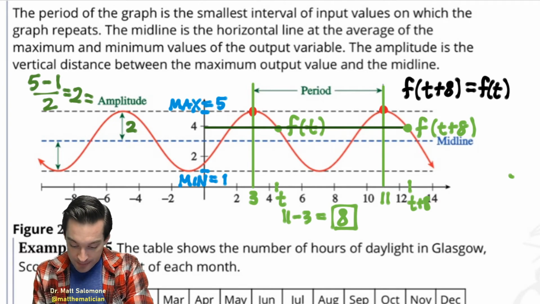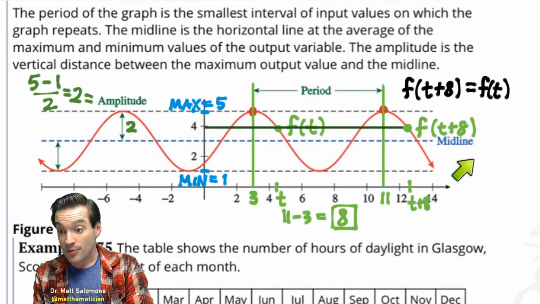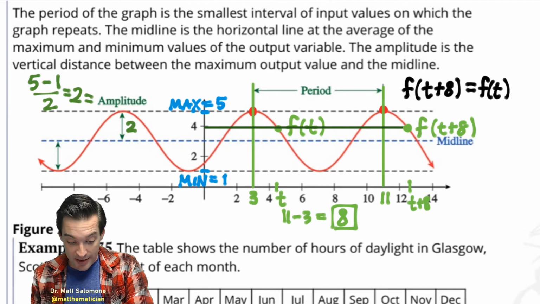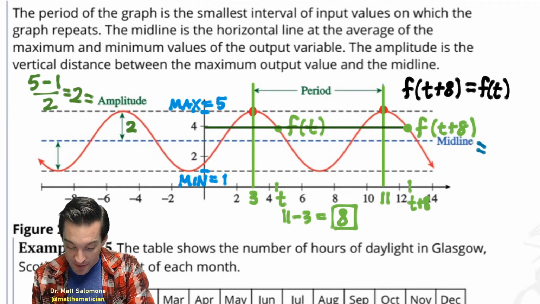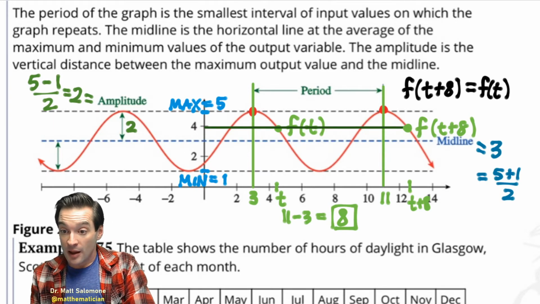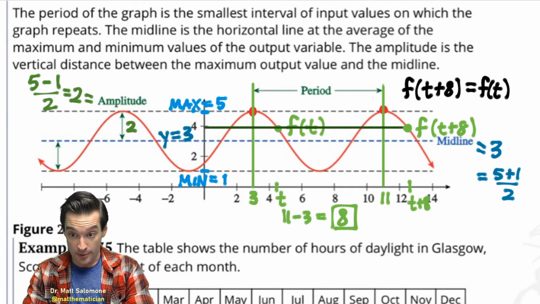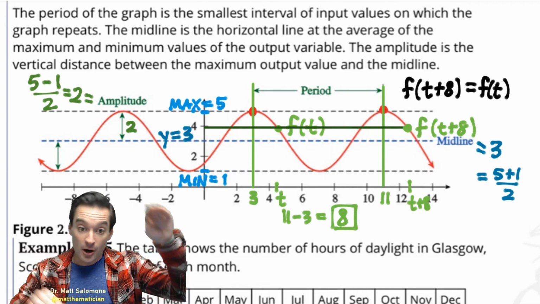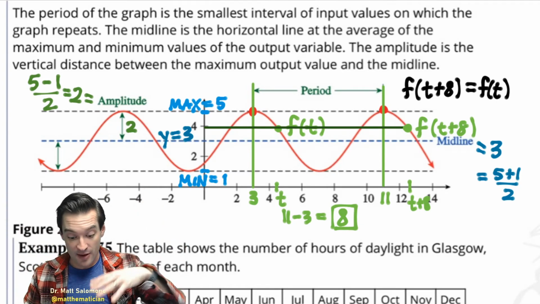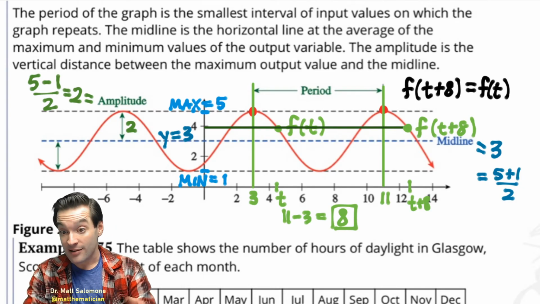And therefore the midline, where the amplitude is half the difference between minimum and maximum, the midline is halfway between the two, and therefore is the same thing as the average. It's half of the sum of the max and the min. 5 plus 1 over 2, that's going to be 3. And so another way to say that is that this midline, this horizontal line, is the graph of the function, or of the equation y equals 3. So that tells me the center around which my periodic function is oscillating. It's half of the sum. It's the average of the maximum and the minimum value.